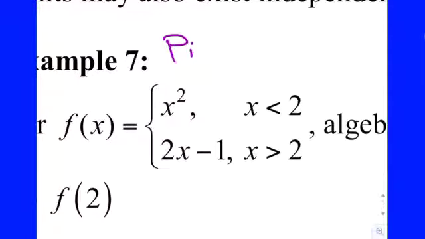Yeah, piecewise. We define the function in pieces, okay? So whenever you have a piecewise function, the first thing you want to do is just look at the pieces and see where they're defined. So this looks like a quadratic parabola everywhere to the left of 2, and a slanted line with a slope of 2 everywhere to the right of 2. So it's part parabola, part slanted line, and they change at x equals 2, okay?